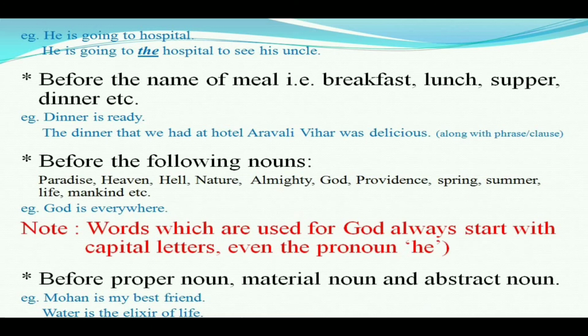The last point of this topic: before a proper noun, material noun and abstract noun, we do not use any article. Mohan is my best friend. Here Mohan is a proper noun, so we cannot use any article before Mohan. Water is the elixir of life. Water is an uncountable noun, or we can say it is also a material noun, so we cannot use any article before these nouns.